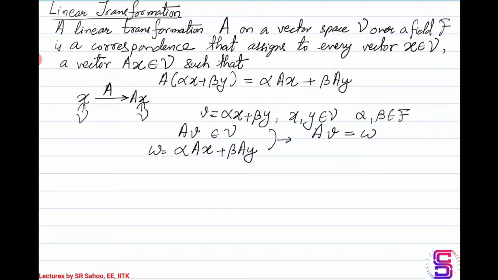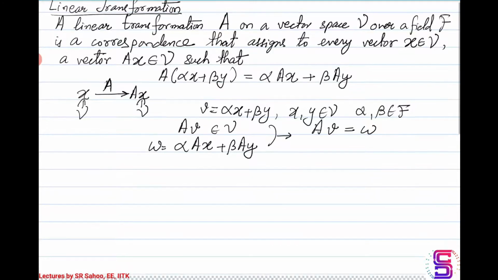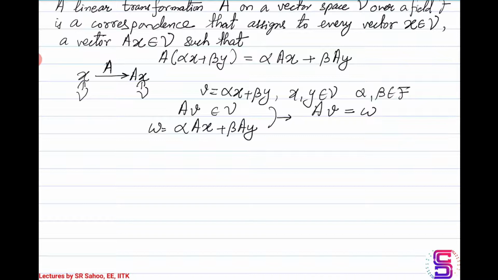So that this entire thing holds for all x, y in the vector space V and for all alpha, beta in the field F. Okay, so a linear transformation is defined over a vector space. It takes a vector from a vector space and gives you another vector in the same vector space.